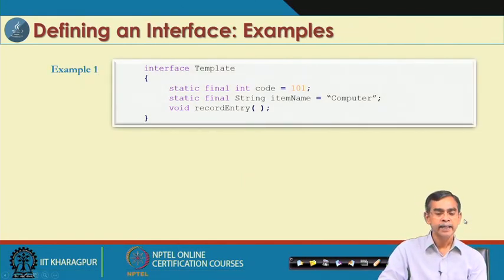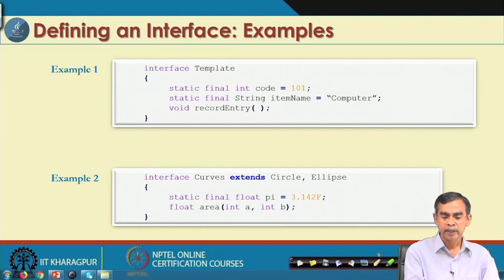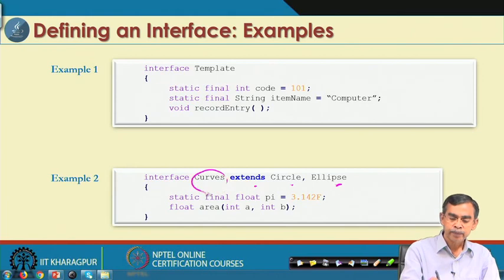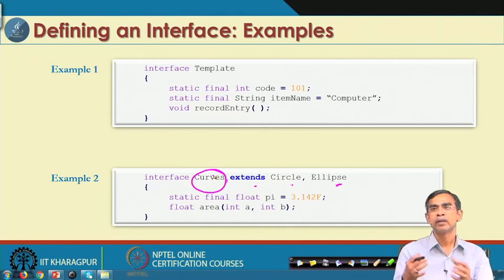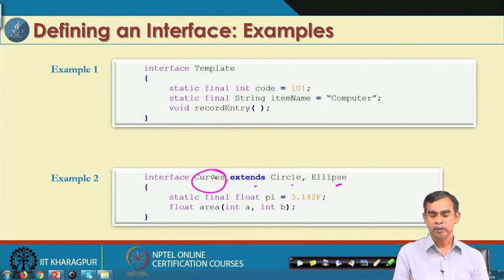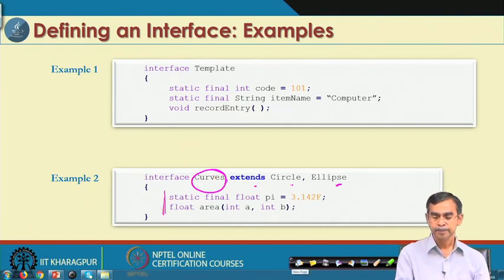Okay. Now, this is another example. We can declare here a template and interface, a similar kind of thing. So, it is basically a template, and using this interface we can create classes. Here in this example, the name of the interface is curves, and it extends circle and ellipse. That means curves is an interface which extends circle and ellipse types. So, it will include all the features of both circle and ellipse, and in addition to this it has methods like these.